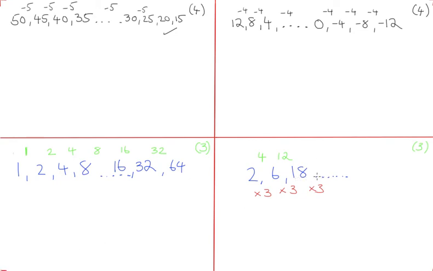2 becoming 6 is the same as multiplying by 3, isn't it? And 6 becoming 18 is the same as multiplying by 3. So now, if we want to find the next number, if we multiply 18 by 3, what would that give us? 18 by 3, let's see if we can do it in our heads. 3 tens are 30, 3 eights are 24. So 24 plus 30 is 54. So the next number would be 54.